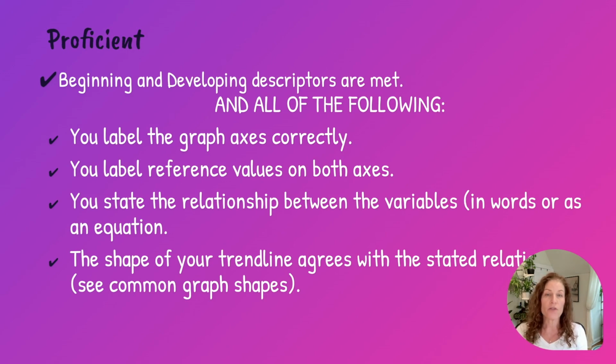The shape of your trend line, if you draw a direct relationship, and it matches what you stated because you said it was a direct relationship, that's proficient. Even if it isn't actually supposed to be direct. Maybe it was supposed to be a quadratic relationship. I don't care, as long as your shape matches what you say it should be. Then you made a mistake, we can fix that.